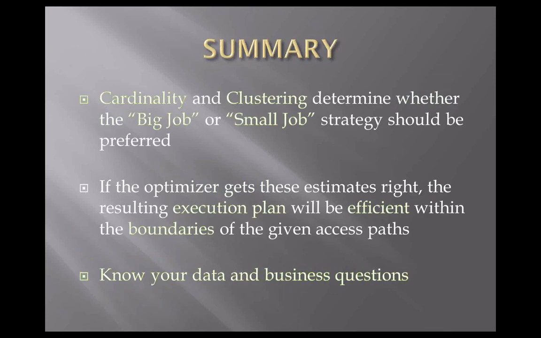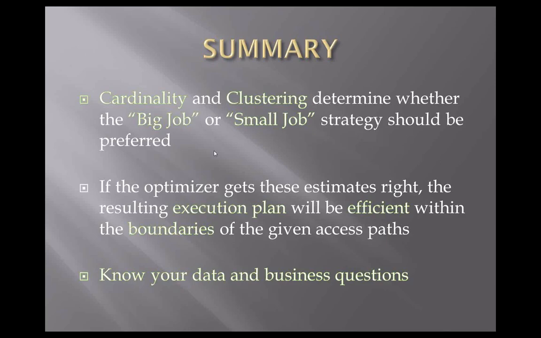So the wrap up for this session is that the cardinality estimates and the scattering and clustering determine whether the big job or the small job strategy should be preferred. And if the optimizer gets these estimates right, then the resulting execution plans, in the boundaries of the given access paths, should be fine. If there's a missing index, the optimizer cannot create this index on the fly. But within the given boundaries of what access paths are available to it, the resulting execution plans should be fine.